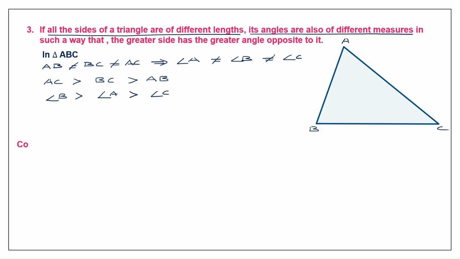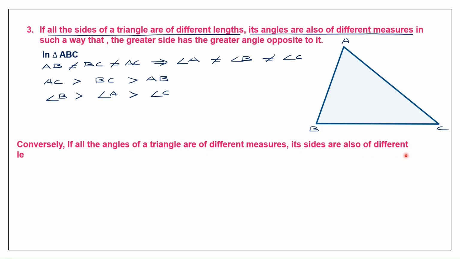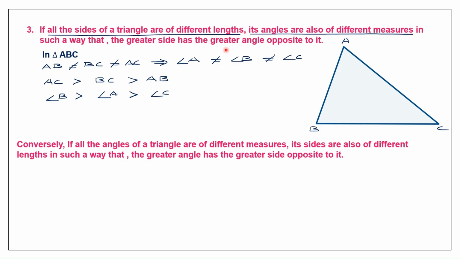Now this is true conversely also. So conversely, if all the angles of a triangle are of different measures, then its sides are also of different lengths, in such a way that the greater angle has the greater side opposite to it. It's just the converse. Here we said the greater side has the greater angle. This is also true. The greater angle has the greater side opposite to it. So if all the angles are of different measures, so let's write that first.